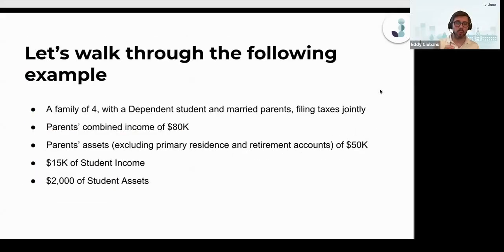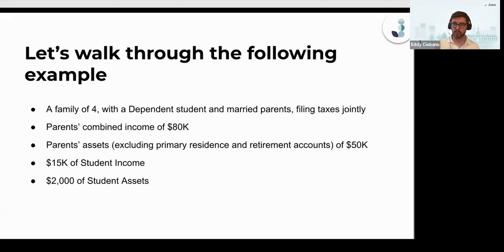We're going to go through a tangible example with a family of 4. And in this situation, we have a dependent student with married parents who are filing taxes jointly. The parents' combined income is $80,000. And then assets, the value of the parents' assets is going to be $50,000.